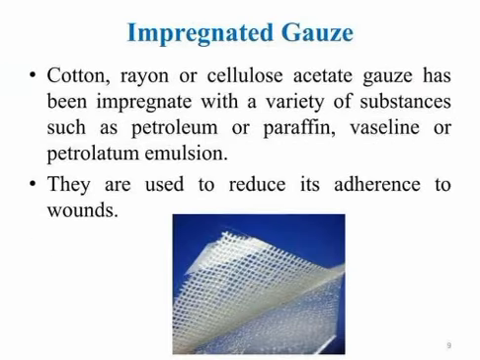The next one is the impregnated gauze. Impregnated gauze means plain gauze which is impregnated with certain substances like petroleum, paraffin, Vaseline, or petroleum emulsions. So it's like the plain gauze, but it has some substances which are used for the healing process. It is mainly used to reduce the adherence to the wounds, and it also helps with the soothing effects on the wounds.